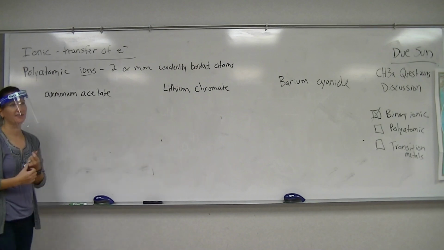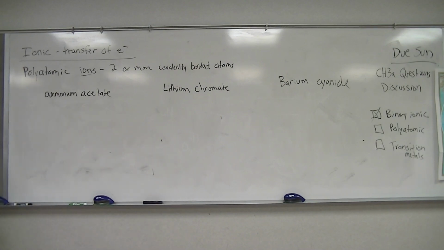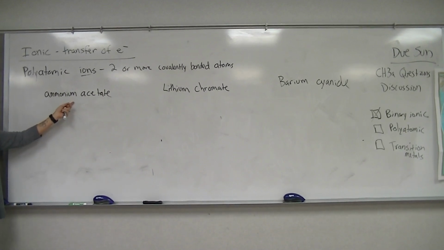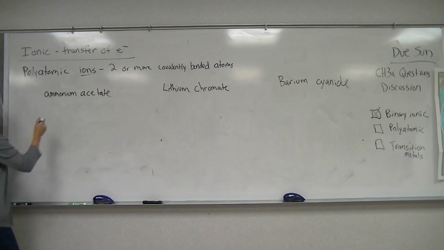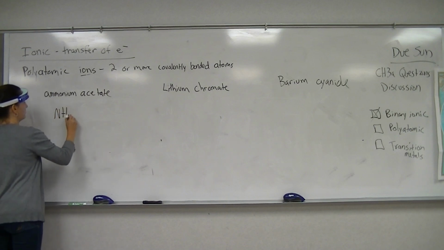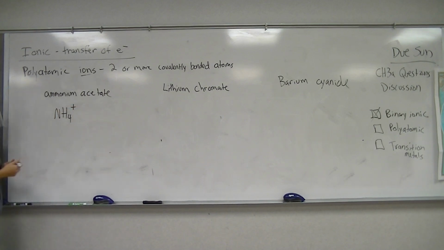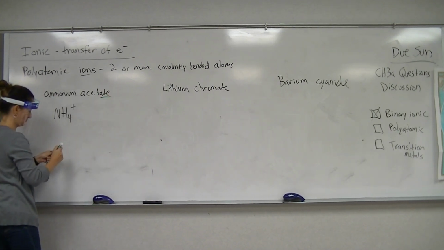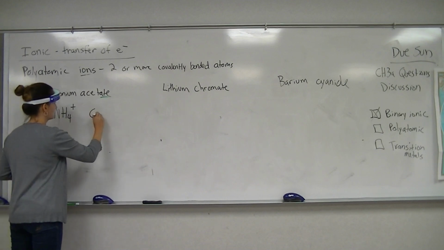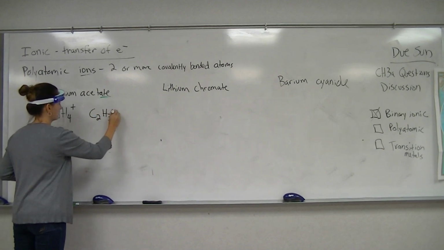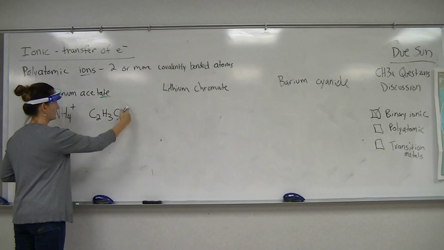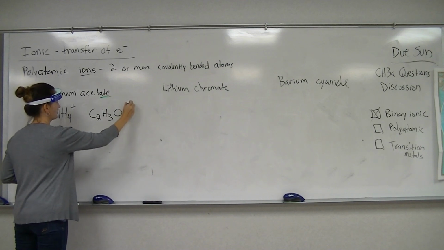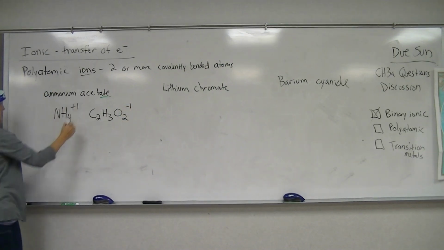Ammonium acetate. NH4+. Okay, so you noticed right away ammonium's not an element on the periodic table, it's actually polyatomic. So what about acetate? Is that a polyatomic or an element? It's polyatomic. Just -1? Oh, so it wasn't that hard because of the charges anyway.